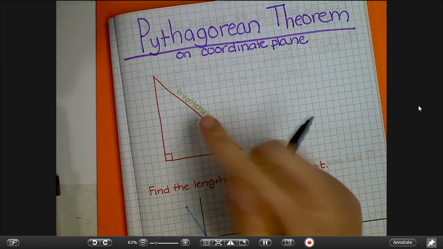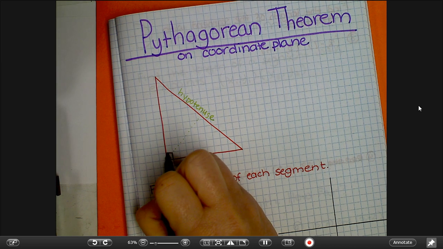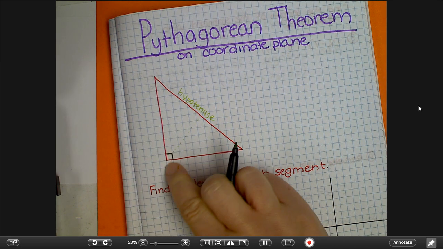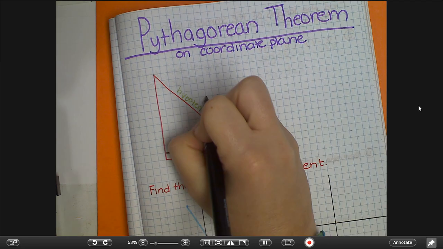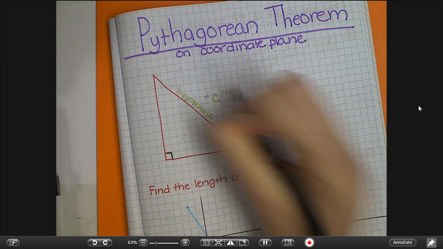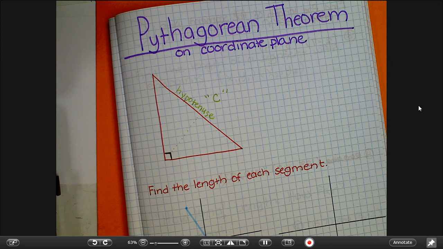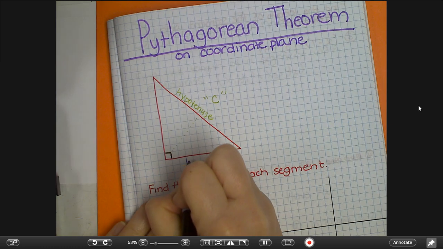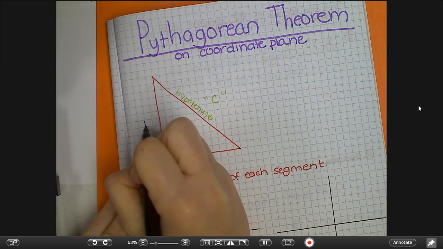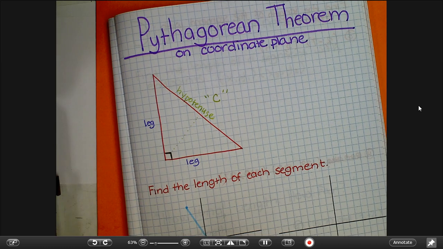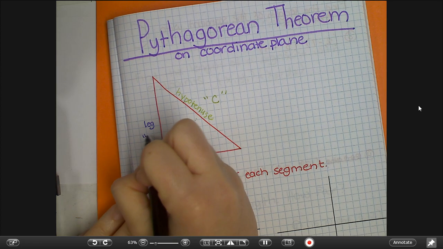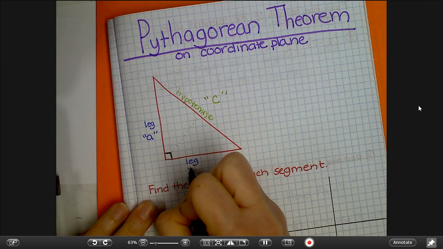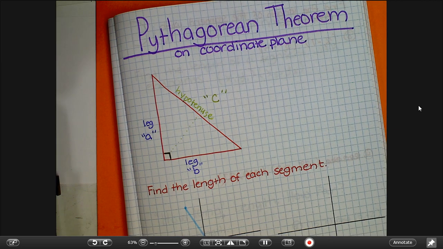So when you hear that word, you can kind of see the right angle symbol looks like an arrow pointing at the hypotenuse. We usually use the letter C to talk about the hypotenuse. The other two sides are called legs. And because addition is commutative, meaning the order doesn't matter, it doesn't matter which one of these is A or B. That can change. They can go back and forth.